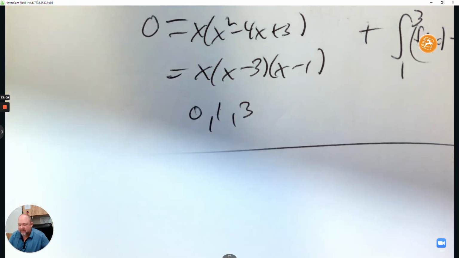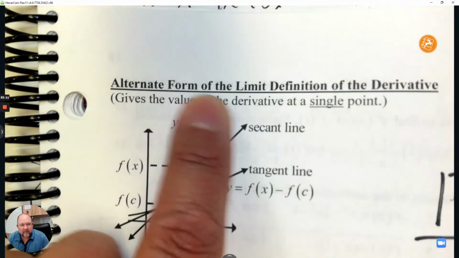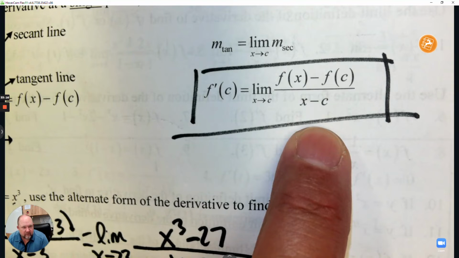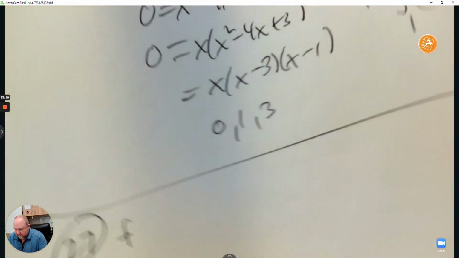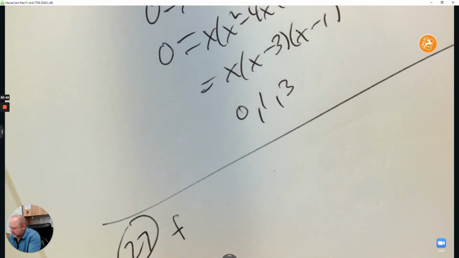And then I look, okay, there it is. It's the alternate form of a limit definition. What does it look like? Oh, I put a box around it. It looks just like this when you're approaching c. So I'm going to use this to remember. So for 27, oh, I lost my page. I got it.